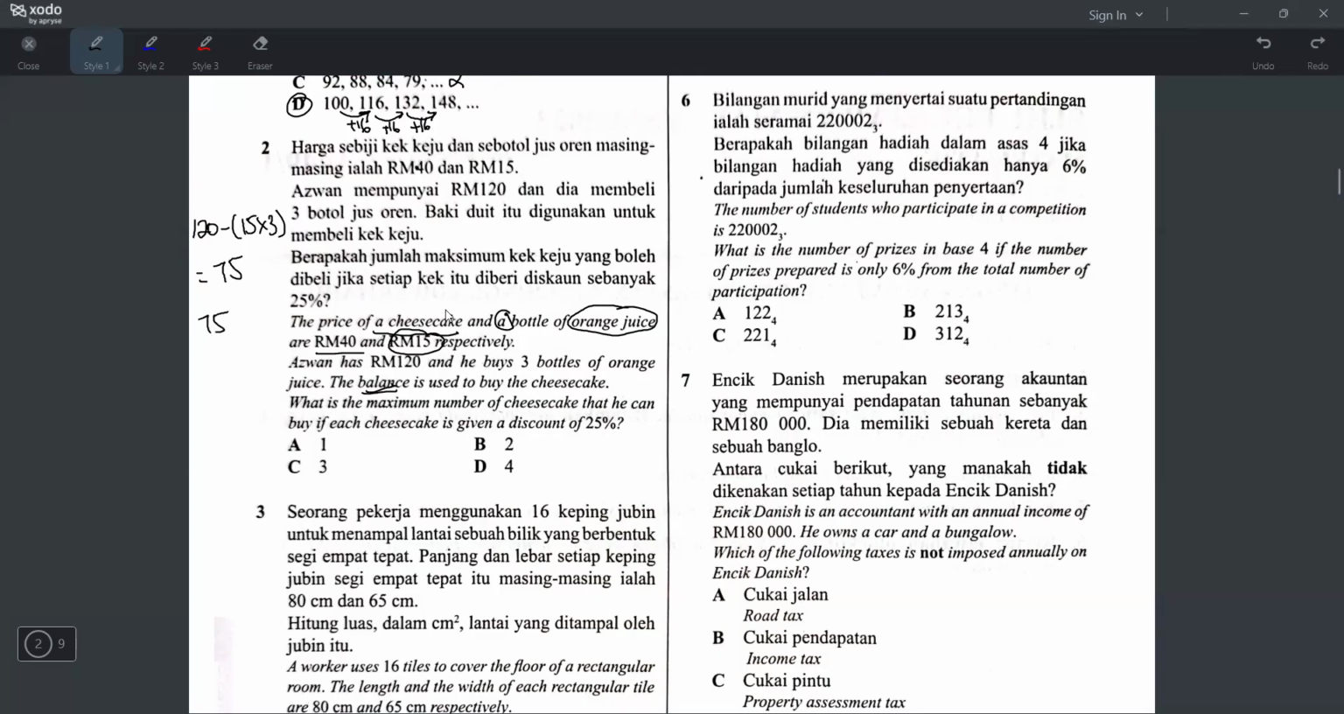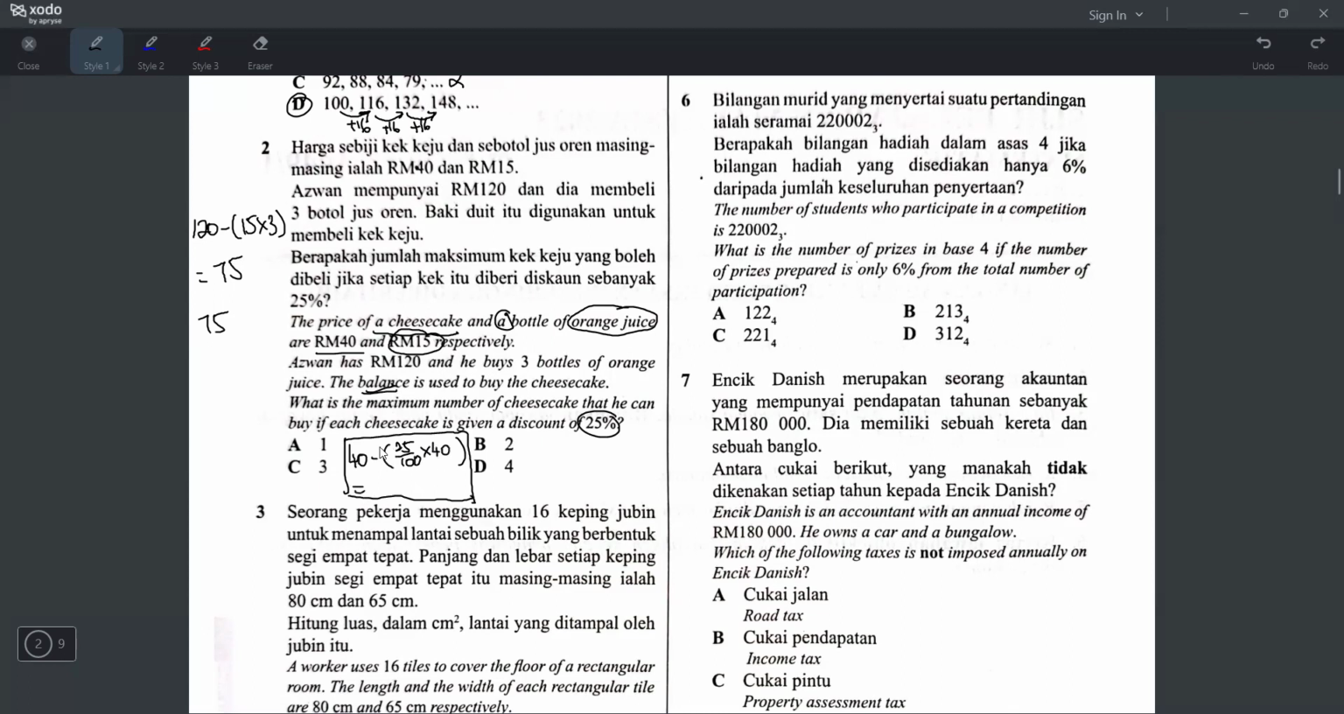Dia beli cheesecake. And cheesecake punya price is 40 ringgit, right? Tapi dia kata ada discount. Satu cheesecake discount 25%. So let's try to find the price of cheesecake after discount. So I will write here. So how to calculate the price of cheesecake after discount? 40 kena tolak dengan discount kan. So discount 25%, so ambil 25% darab dengan 40.